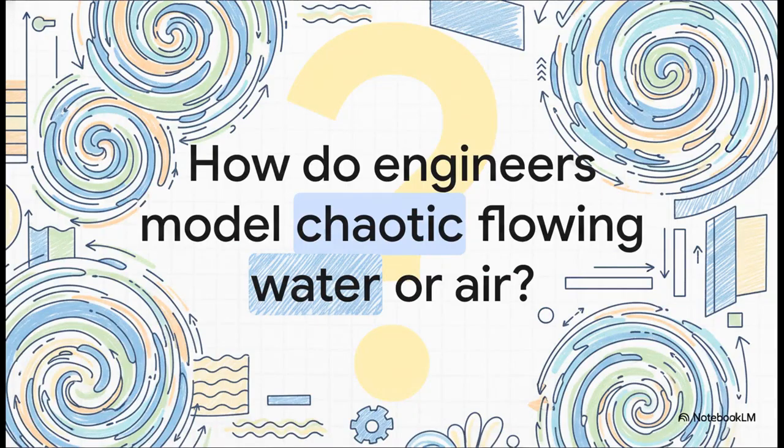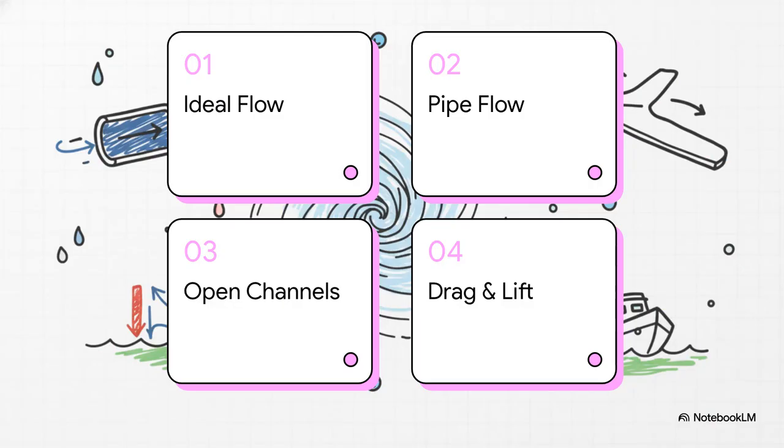So here's the big question, right? How on earth do you even begin to model something as wild and chaotic as flowing water or air? I mean, it just seems impossibly complex. Well, the key, like with so many things in engineering, is to start with the basics and then build our way up. So, here's our game plan for today.